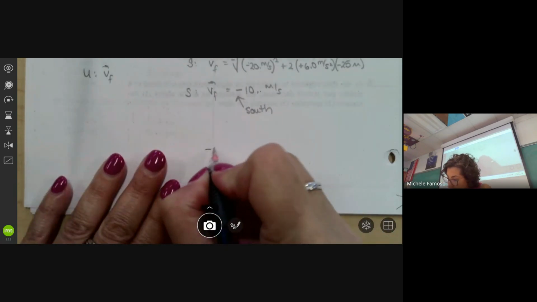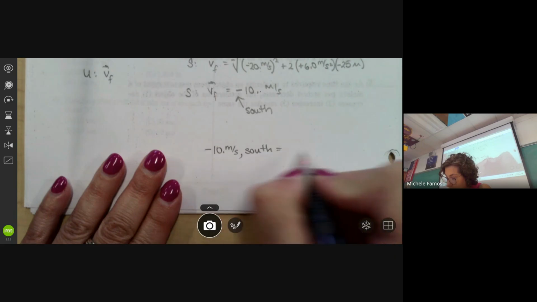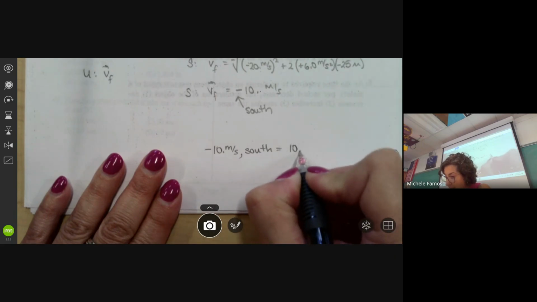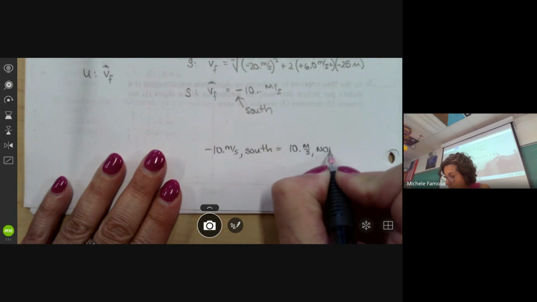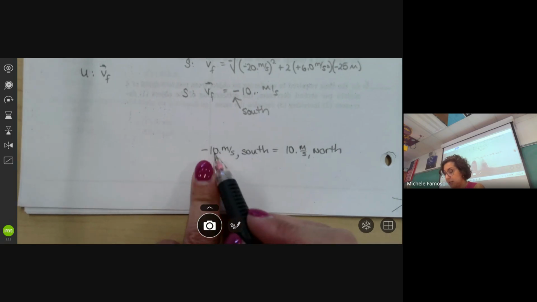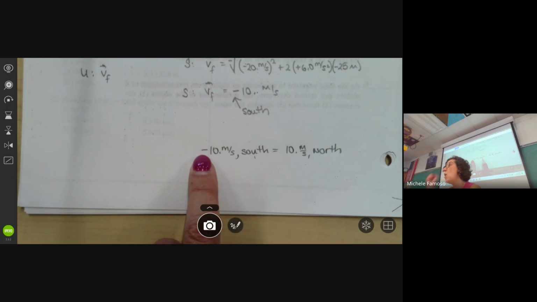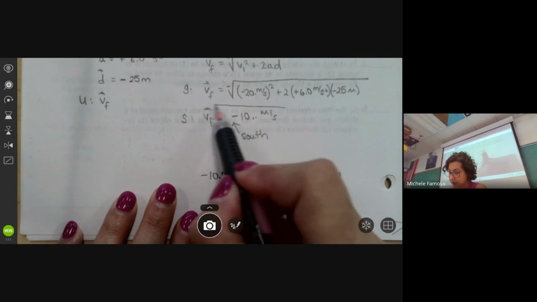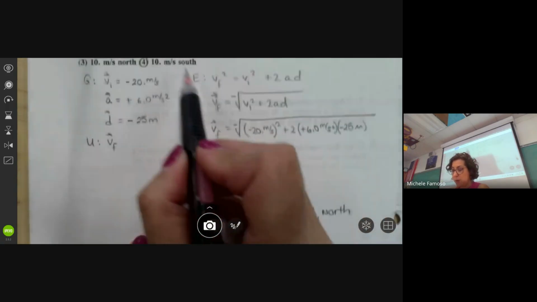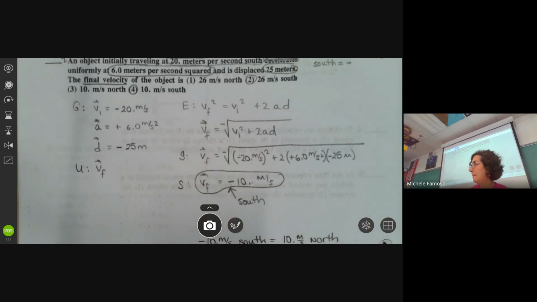So what does negative 10 meters per second south equal? That's the same as 10 meters per second north, which is not the correct answer. So if you wrote this on a test, the negative and the word south, it's going to be marked wrong. Okay? It's one or the other. So you would just say this, but then you have to know, because it's multiple choice, what that negative means. It meant south, so 4. Okay?